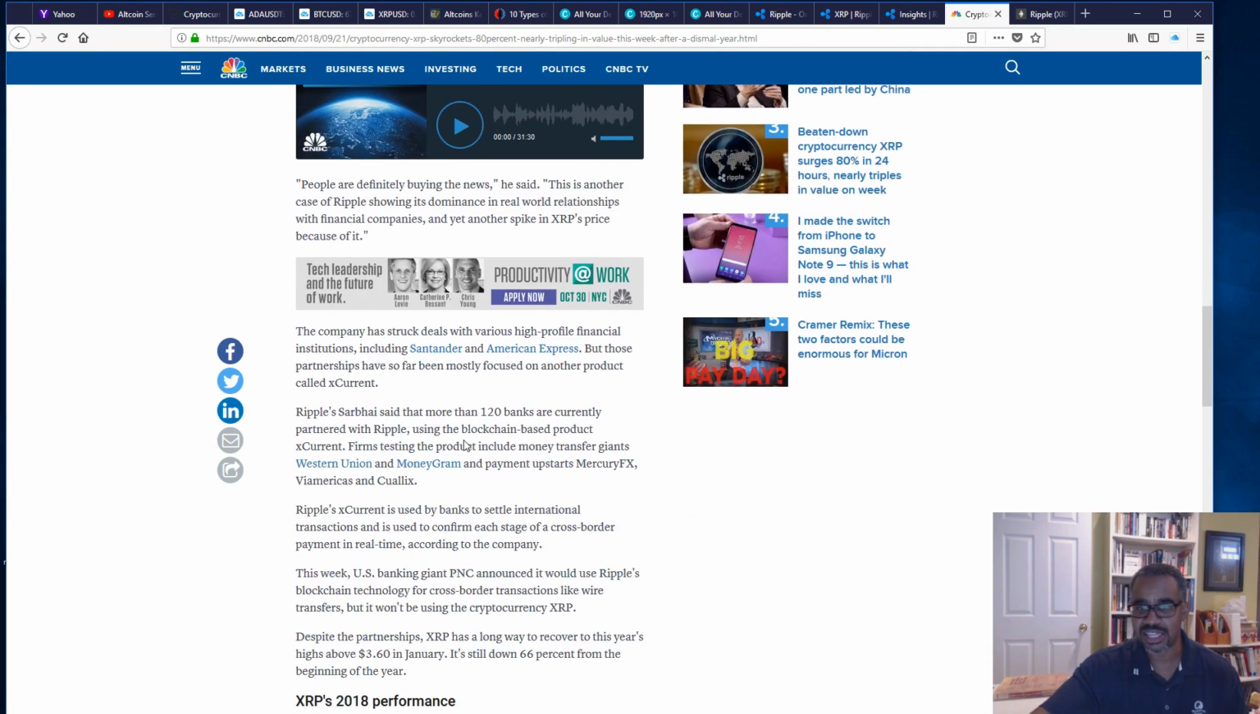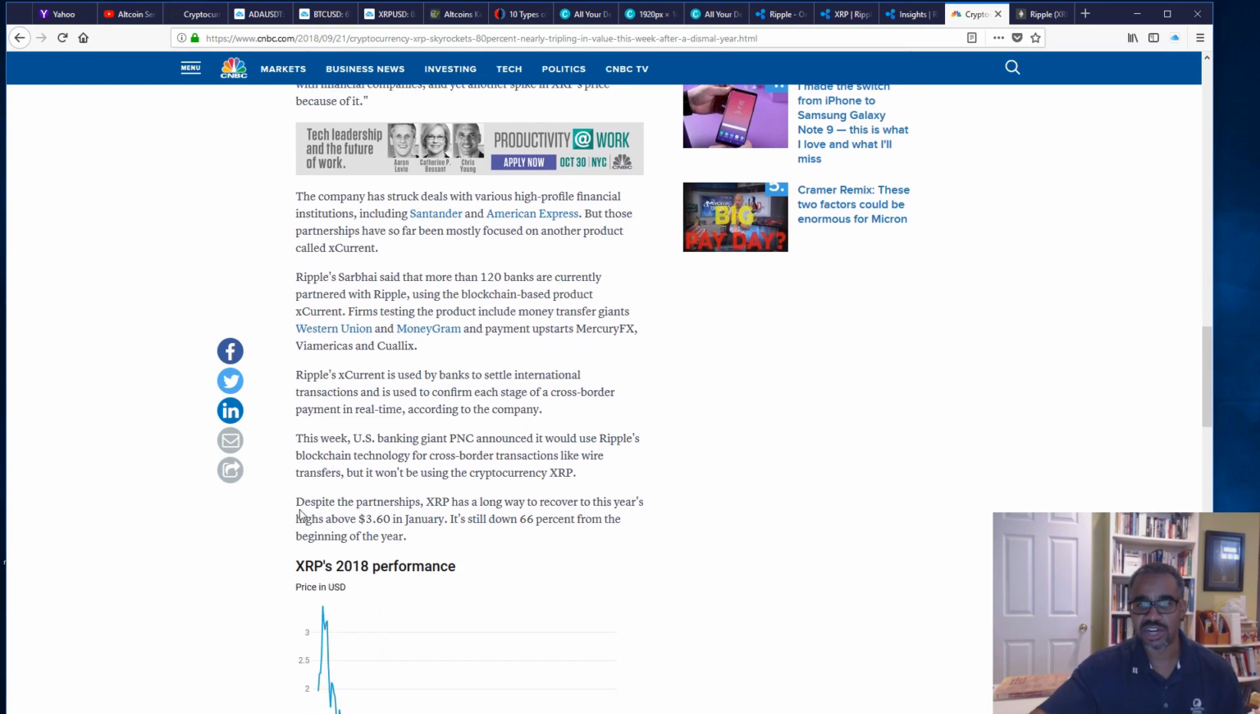Ripple's Sarbaugh said that more than 120 banks are currently partnered with Ripple, using the blockchain-based product xCurrent. Firms testing the product include money transfer giants Western Union and MoneyGram, and payment upstarts Mercury FX, Via Americas, and Cuallix. Ripple's xCurrent is used by banks to settle international transactions and to confirm each stage of a cross-border payment in real time, according to the company. This week, U.S. banking giant PNC announced it would be using Ripple's blockchain technology for cross-border transactions like wire transfers, but it won't be using the cryptocurrency XRP.